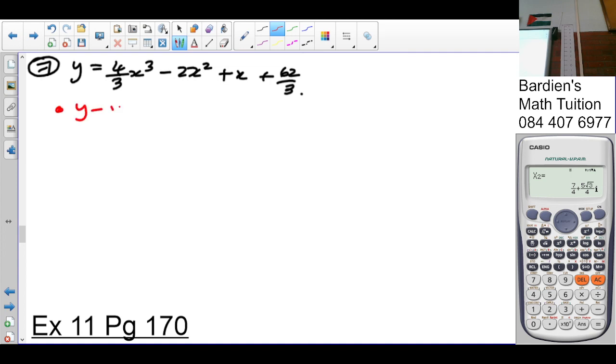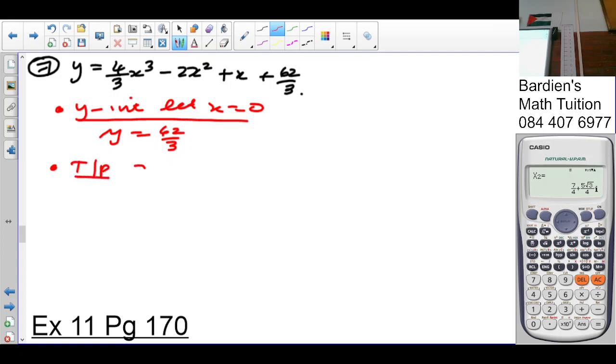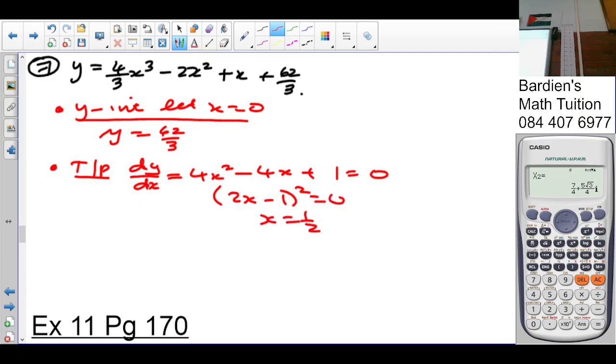How do you calculate the y-intercept? We did x equal to 0. So y works out to be 62 over 3. Thereafter we work out our turning point. How do you work out the turning point? First derivative, set it equal to 0. So dy/dx, apply my derivative, it's going to give you 4x squared minus 4x plus 1. Perfect square trinomial, not so? So you can factorize this into (2x minus 1) squared equals 0, so x is equal to half.